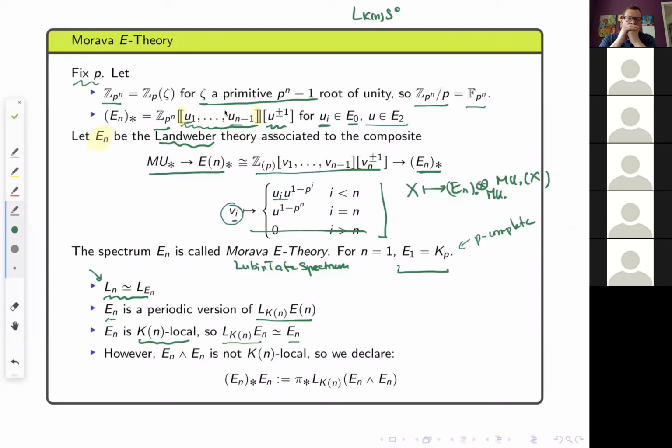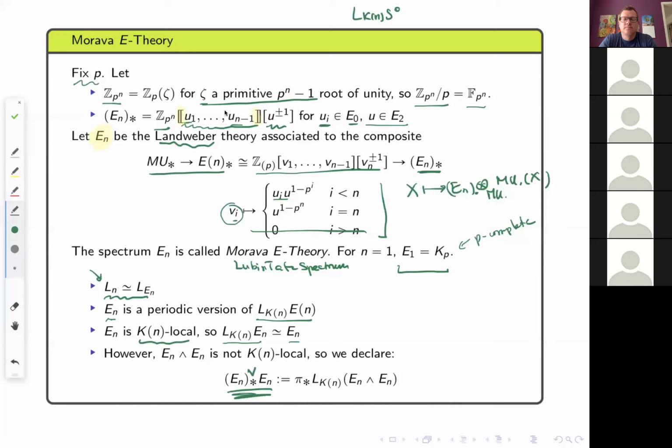So what we're going to do is declare E_n star E_n to be not what you'd think. Usually E_n star E_n would be pi star of E_n smash E_n, but we're not going to do that. We're going to take pi star of L_{K_n} of E_n smash E_n. This thing is supposed to be internal to the K_n-local category. Whenever you're working K_n-locally, if you smash, you want to relocalize, because you might have gotten out of your category if you don't. Sometimes in the literature, people will put a hat there to denote this thing.